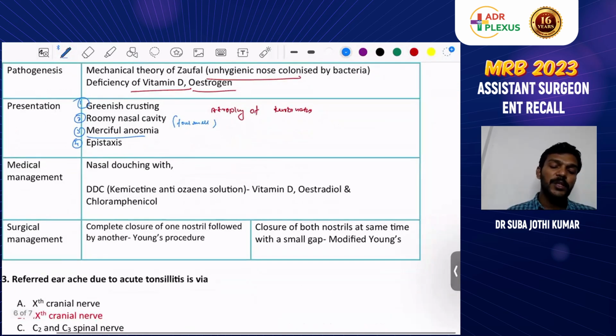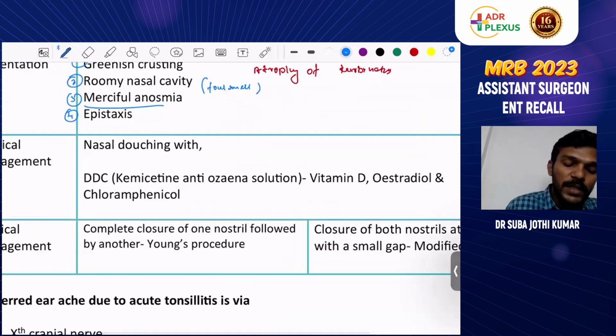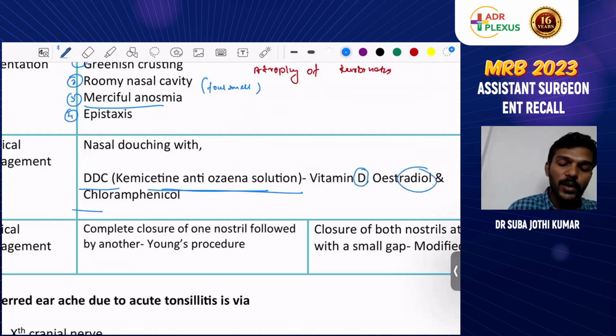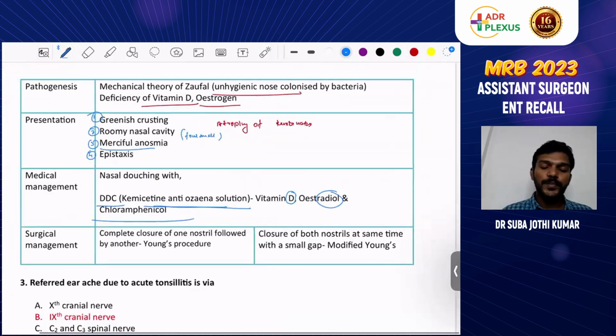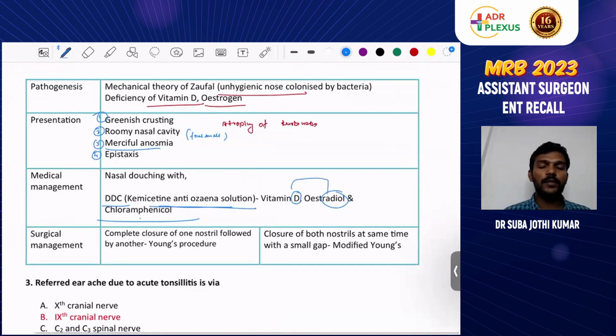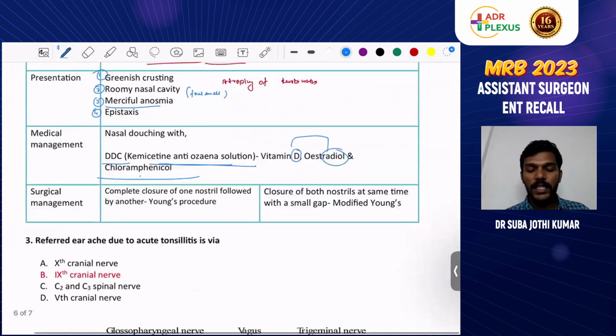So, medical management, you should do nasal douching for the patient with chemicidin anti-ozena solution. Here you will use vitamin D, estradiol, and chloramphenicol. So these two deficiencies are corrected, and chloramphenicol is for antibacterial activity.